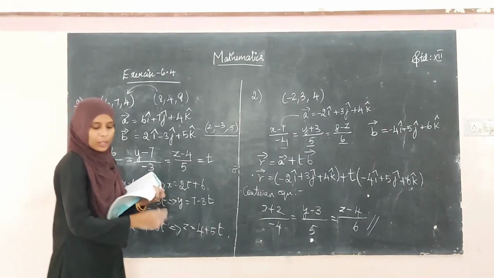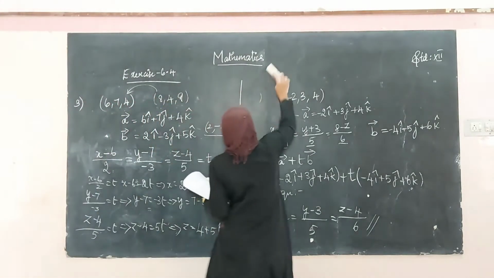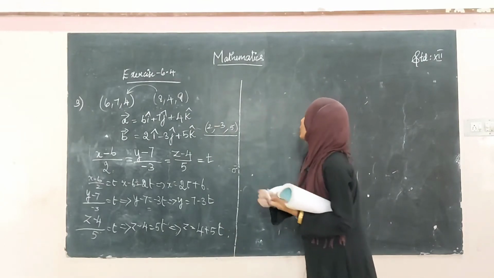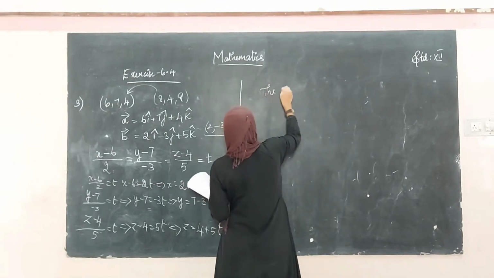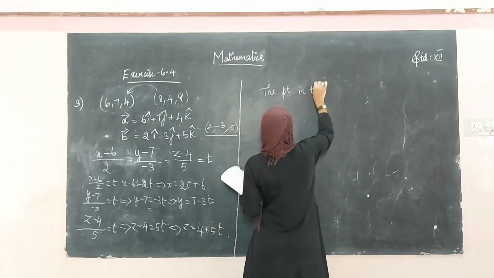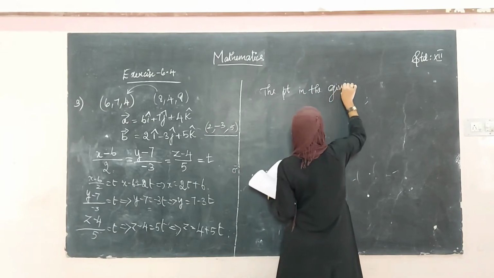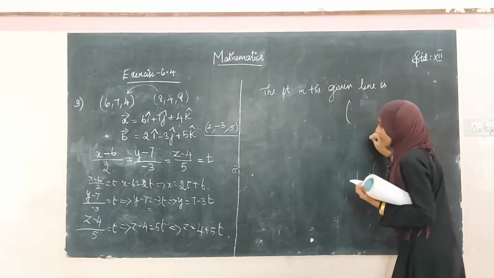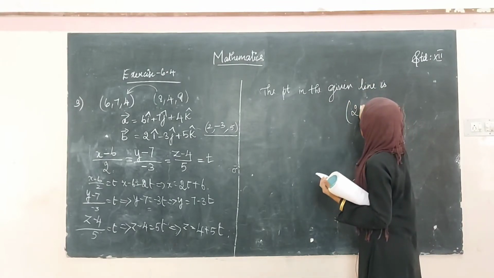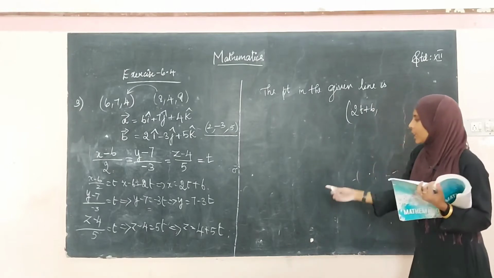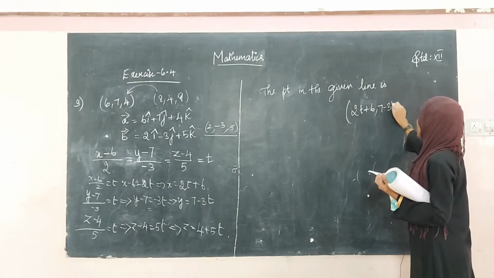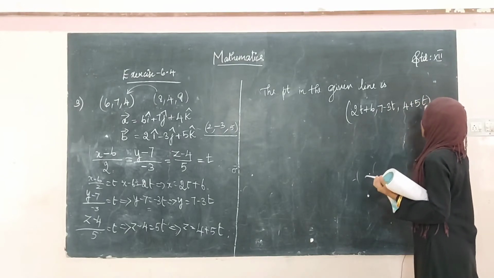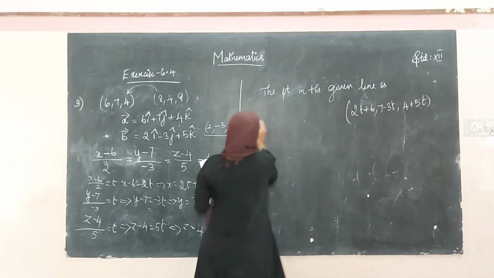So we can write the point. The point we have found in the given straight line is, what is the first one? X value, it is 2t plus 6, comma, what is the second one? 7 minus 3t, comma, what is the third one? 4 plus 5t.